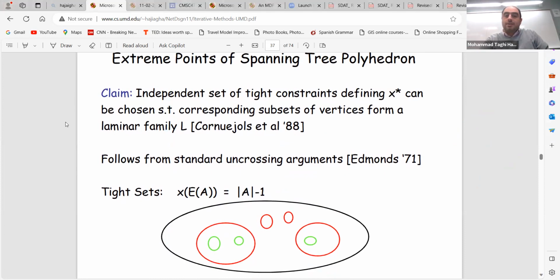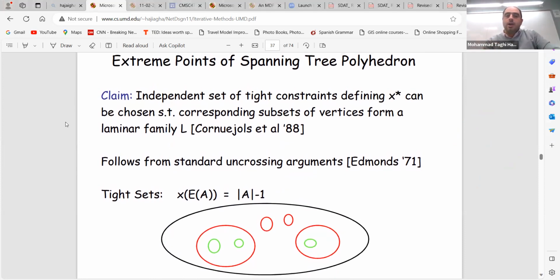So this is the important one. We are using this a lot in all of this. An independent set of these tight constraints can be chosen such that I have a laminar family. Good. So what is a laminar family? Essentially, the constraints that I have form a laminar family.